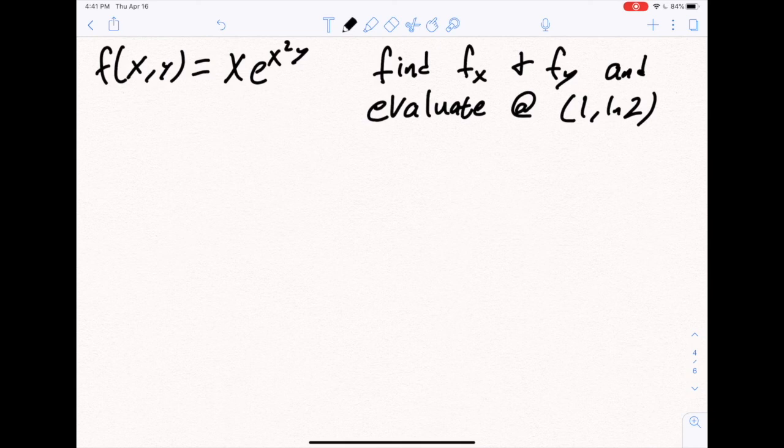So let's begin first with the harder one, and in this case the harder one will be the partial derivative with respect to x. We want to find f_x. Here we have to use the product rule because we have x times e to the x squared times y.